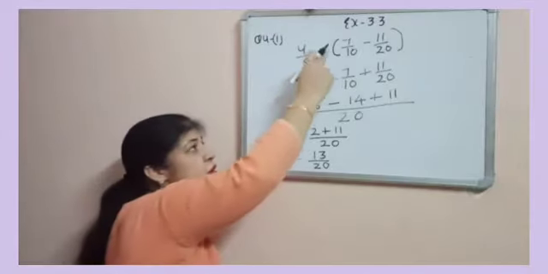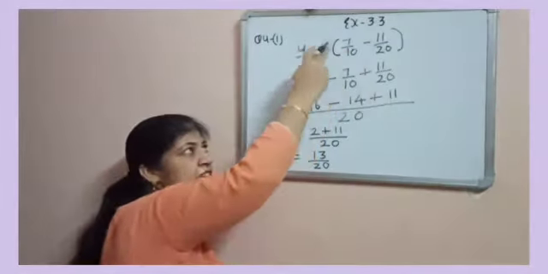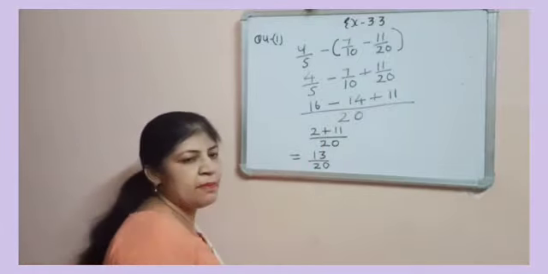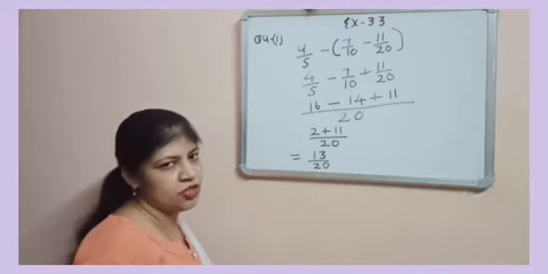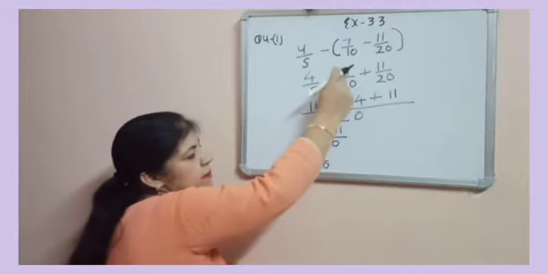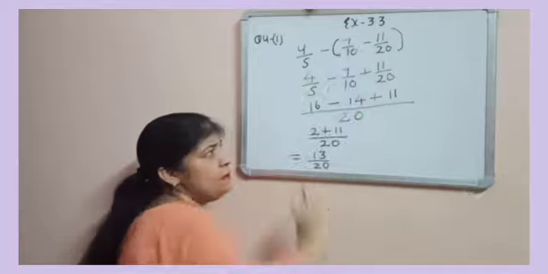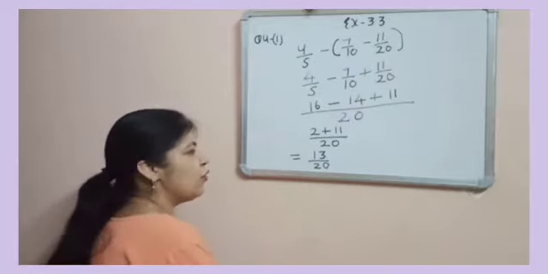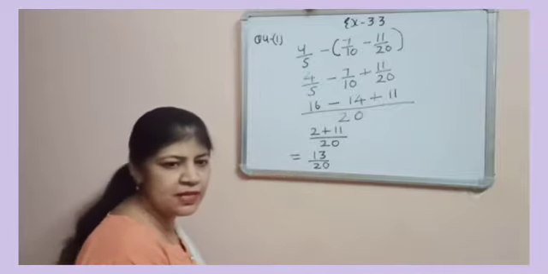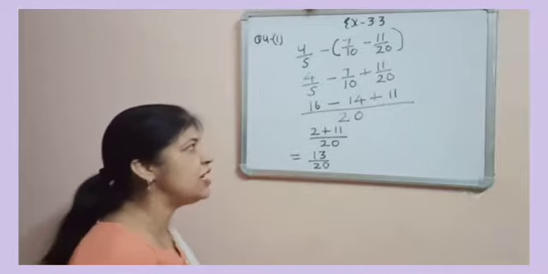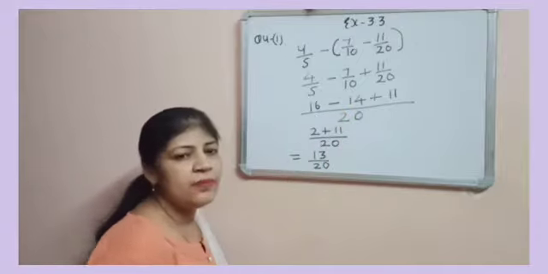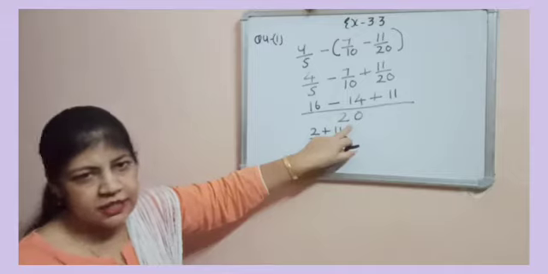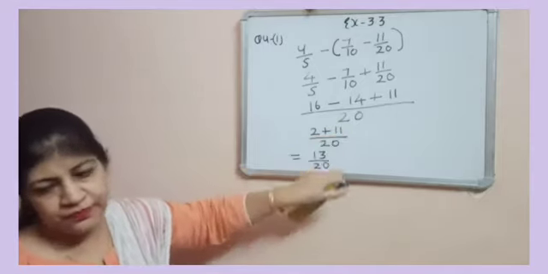When you open the bracket, if there is a minus sign outside the bracket, the signs inside the bracket will be changed. So it will be minus 7 by 10 plus 11 by 20. And you know very well how to add or subtract rational numbers. The first step is to take the LCM of the denominators. Is that clear? Yes.